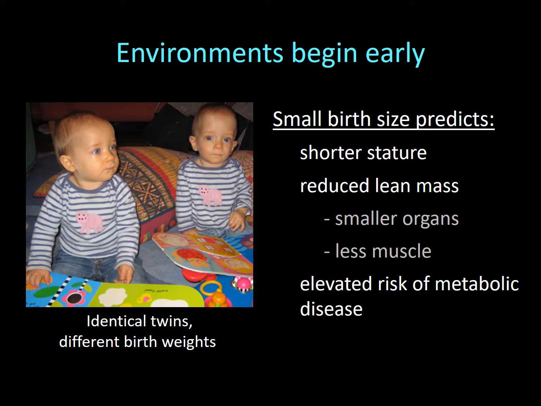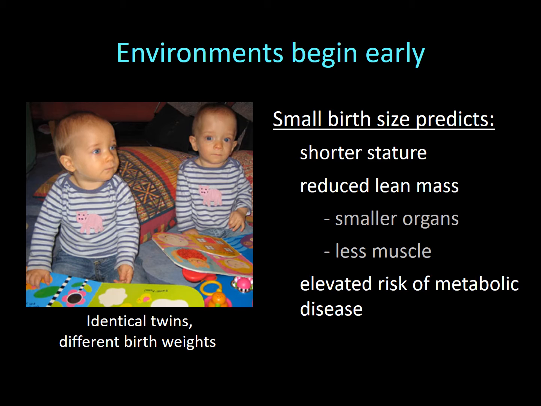And we know from a lot of statistical research on birth size and downstream outcomes that just based on the difference in their birth weights, the smaller born twin, the girl on the right, will grow up to be shorter than her sister. She will have reduced lean mass, and this is coming from smaller organs, like she'll have a smaller liver, and also less muscle mass overall.